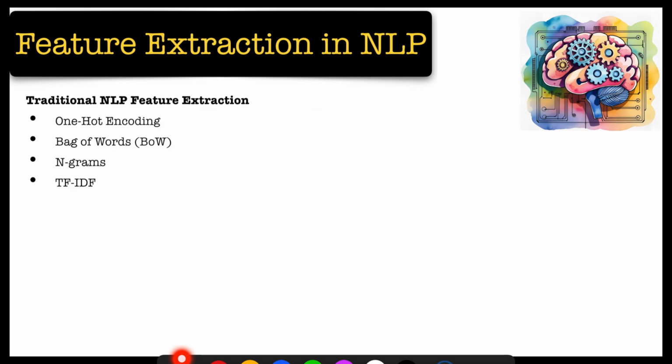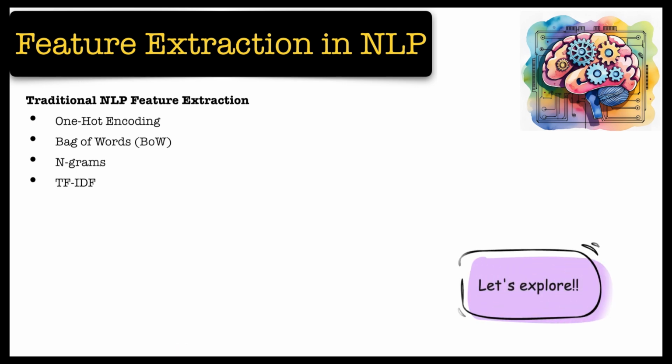Now, there are many traditional NLP feature extraction techniques. We'll discuss those and try to understand the basic idea there: one-hot encoding, bag of words, n-grams, and TF-IDF. These are the main ones. We'll then see the transition into deep learning based NLP feature extraction techniques.